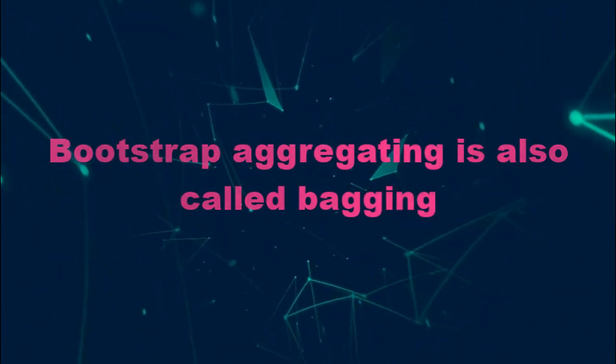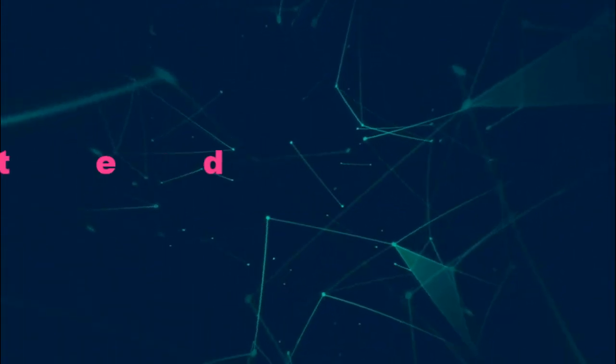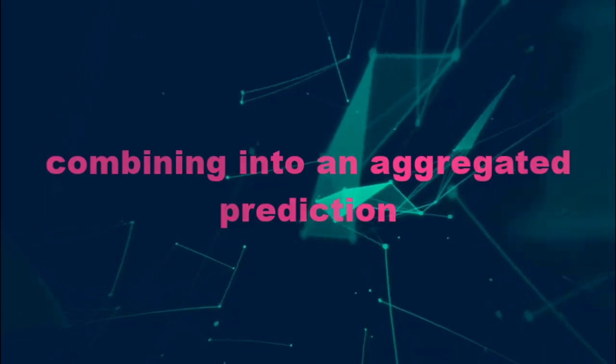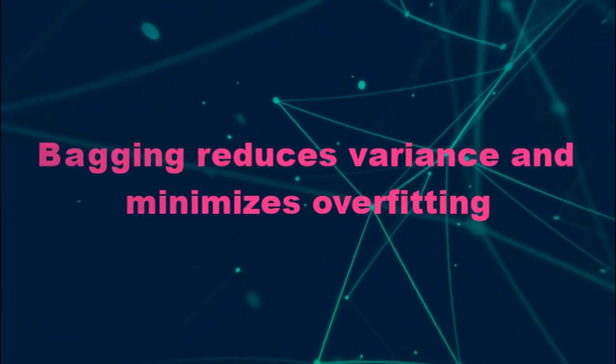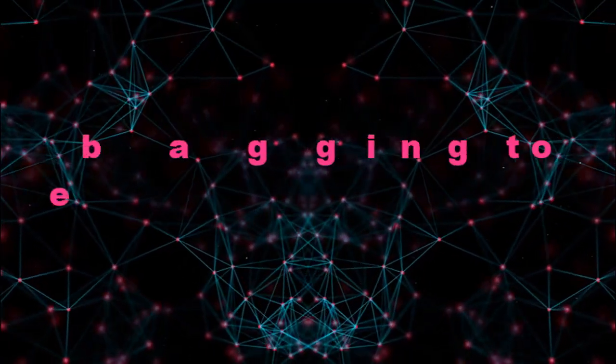Bootstrap aggregating or bagging prediction is a method of fitting multiple versions of prediction model and then combining them into an aggregated prediction. Bagging helps to reduce variance and minimize overfitting. Random forest uses bagging to grow a tree.